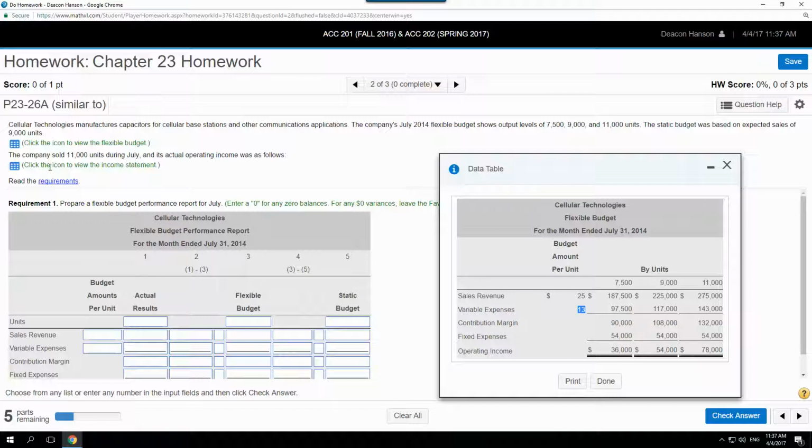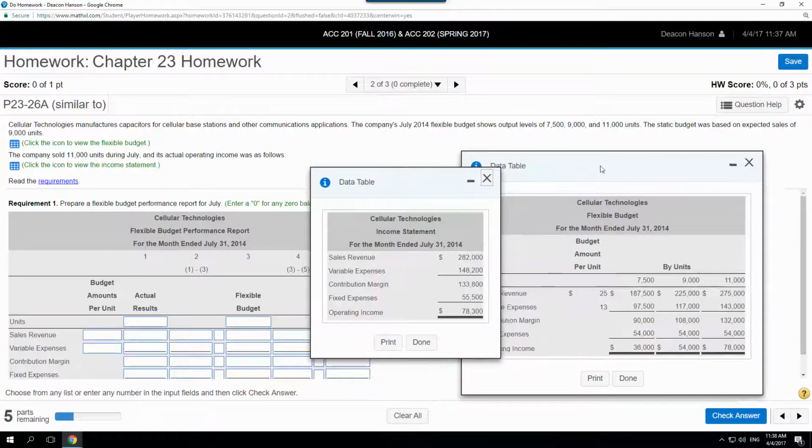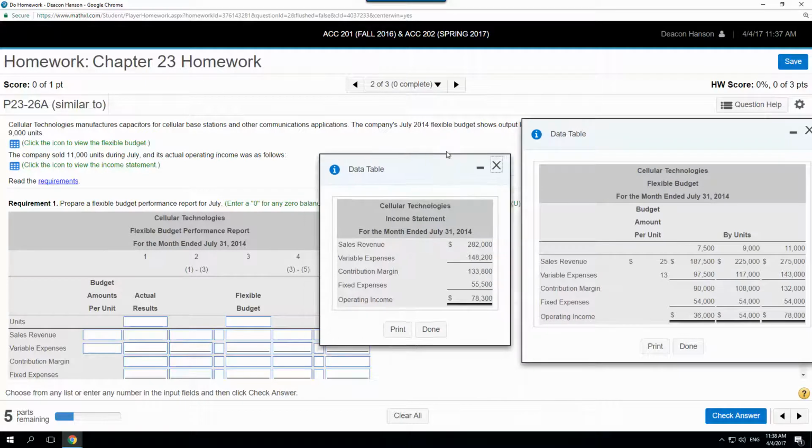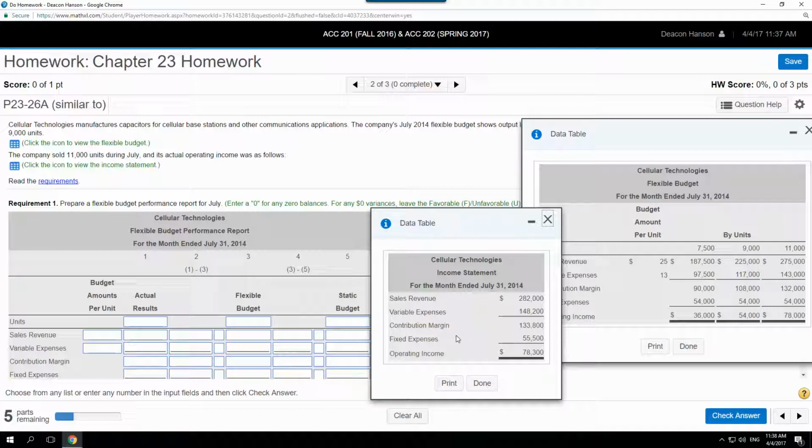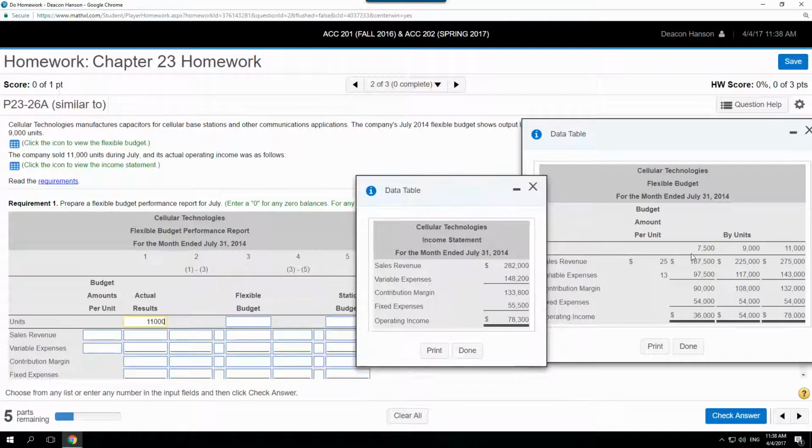And then it says the company sold 11,000 units during July, and its actual operating income was as follows. So they have an income statement. Maybe we can squeeze these things in there. Okay, so here's the actuals. So you got actual sales units of 11,000. So I'm going to plug that into my actual column. 11,000 units. Alright. And then the budgeted amounts per unit are listed here. So $25 and 13 variable expenses.